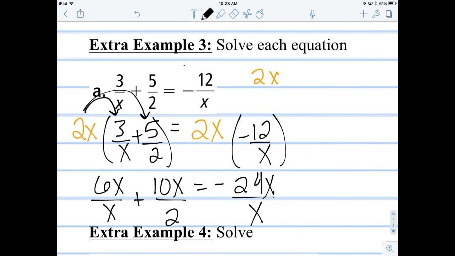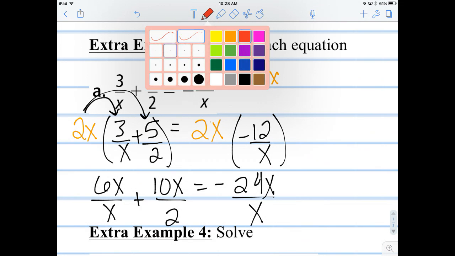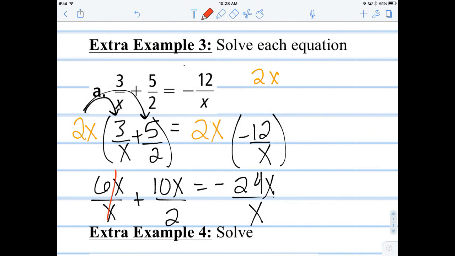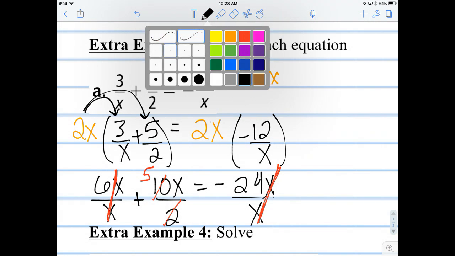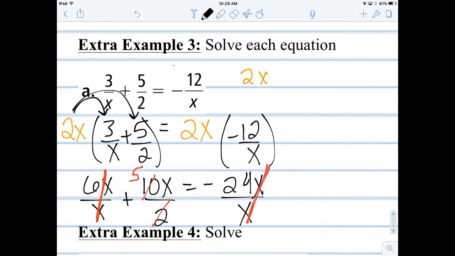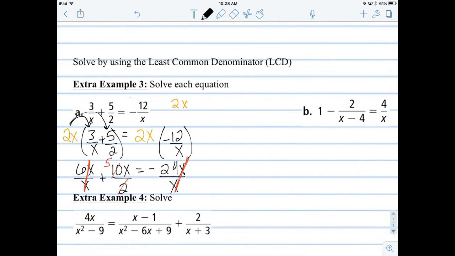Now if you notice when I simplify, this x and this x divide out to make 1. 2 goes into 10 5 times, and this x and this x divide out to make 1. So I'm left with, move over a little bit, all I'm left with in that first term there is a 6 plus 5x equals negative 24. Well, that's pretty straightforward to solve.